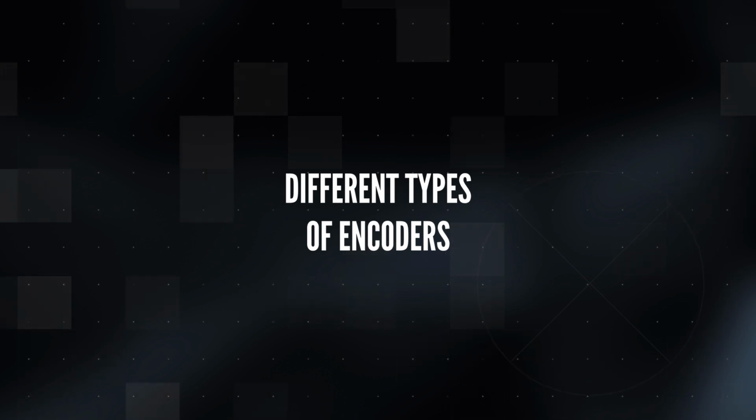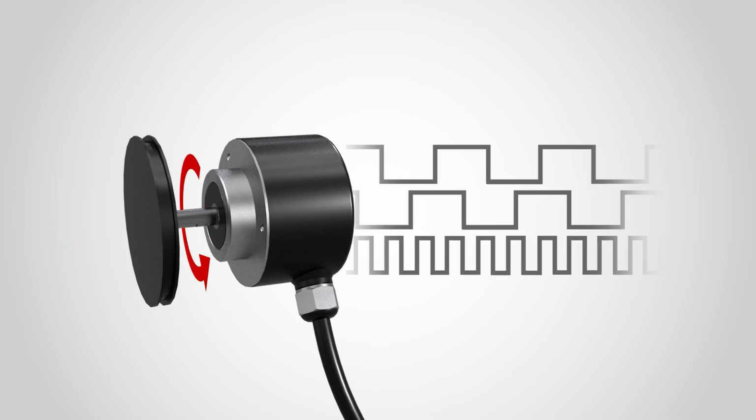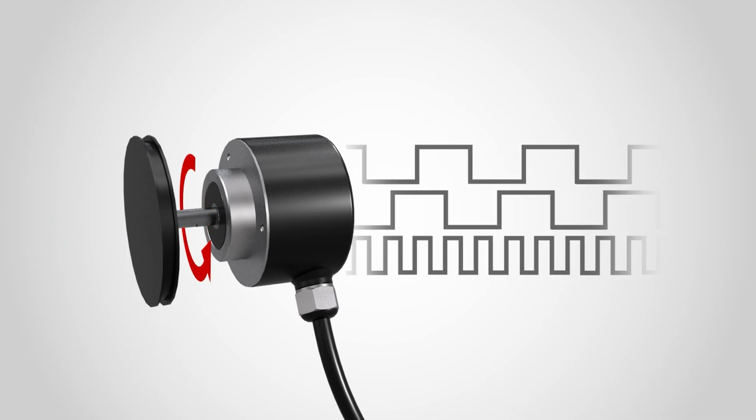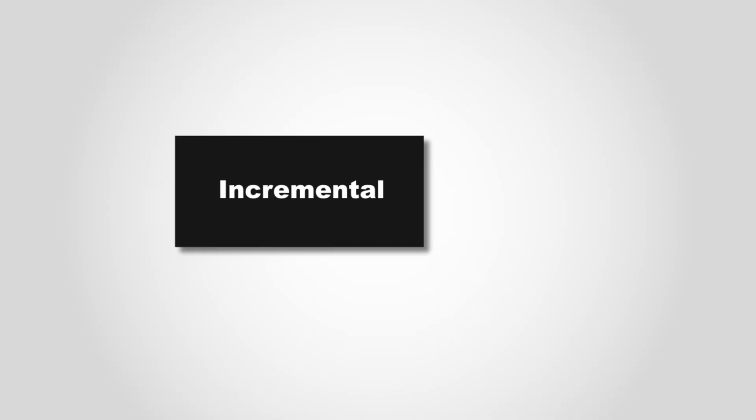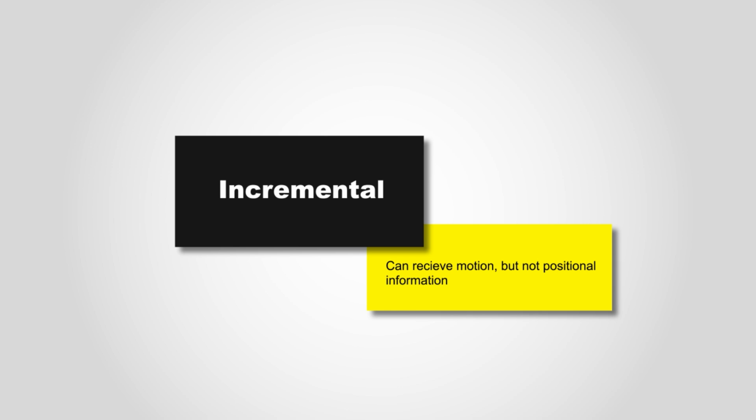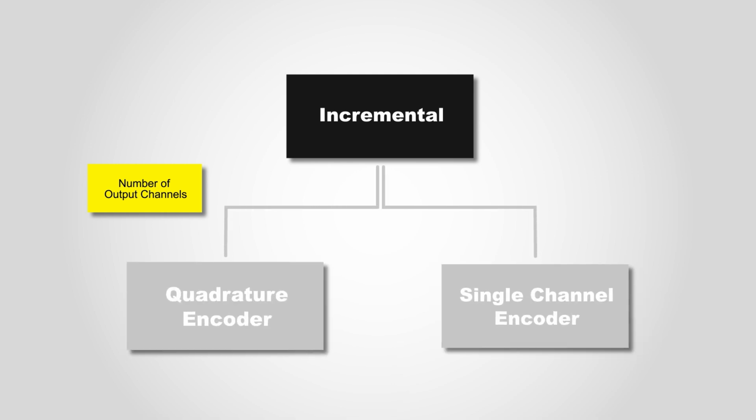It is important to distinguish between the different types of encoders when selecting the one that is best for your application. Incremental encoders are the standard for vision systems. They indicate that motion has occurred but will not indicate positional information. Within incremental encoders, there are multiple ways to send this information via output channels. When determining the number of output channels, you can select either a single channel or quadrature encoder.